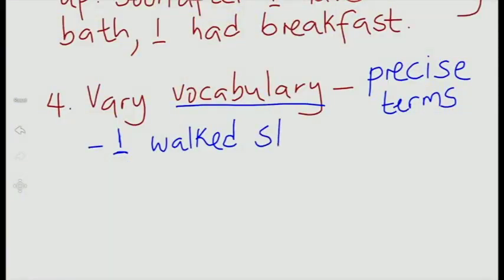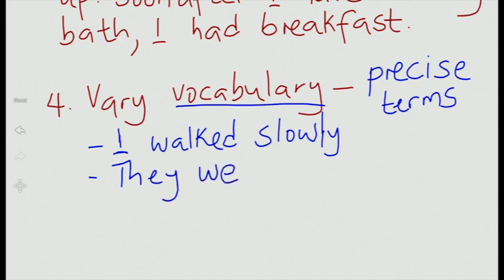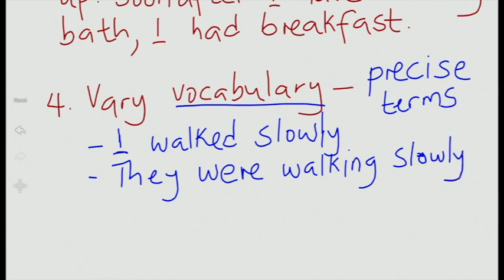We don't want someone who's going to describe things in so many words when he could have used probably one word. An example would be, you write, I walked slowly, or they were walking slowly, which is another one, to mean the same thing. Here, walking slowly has got a precise term that you can use in the English language.